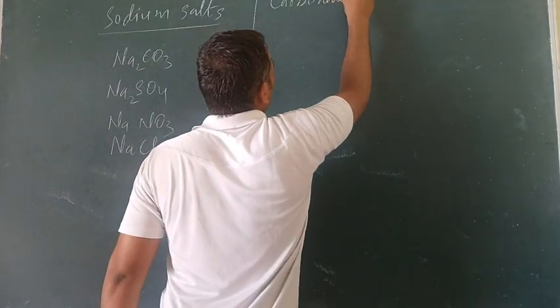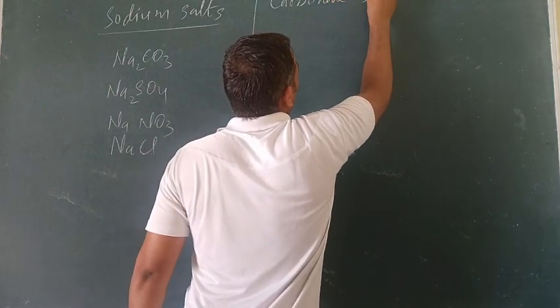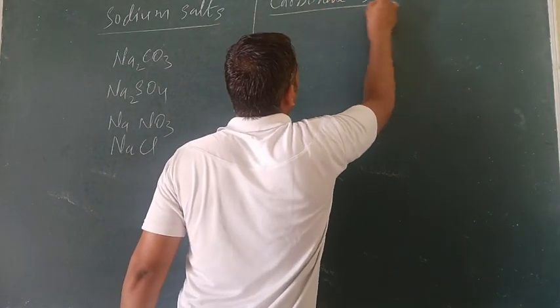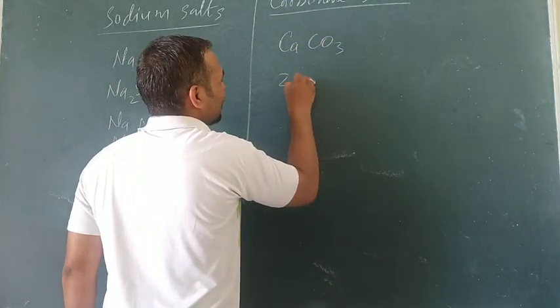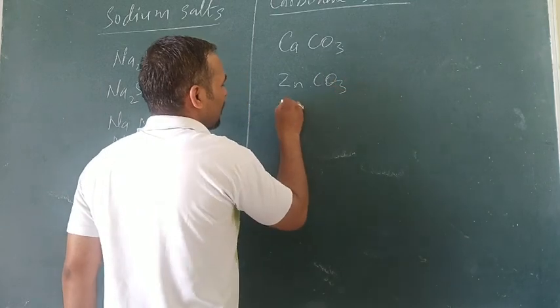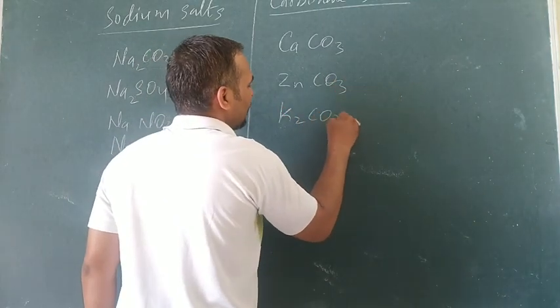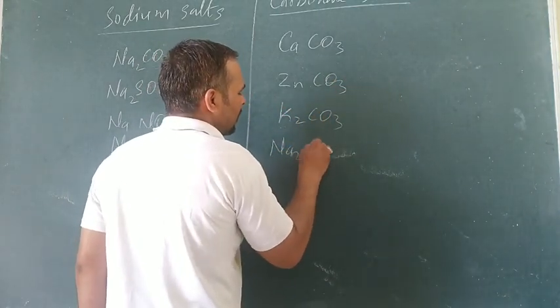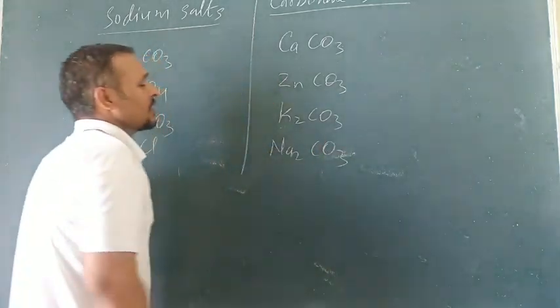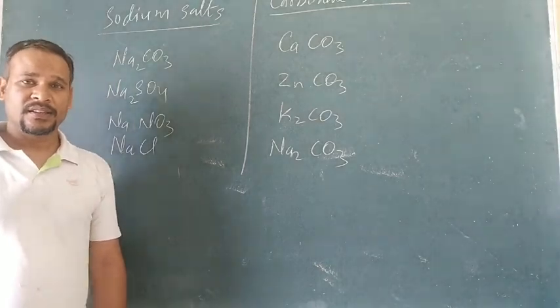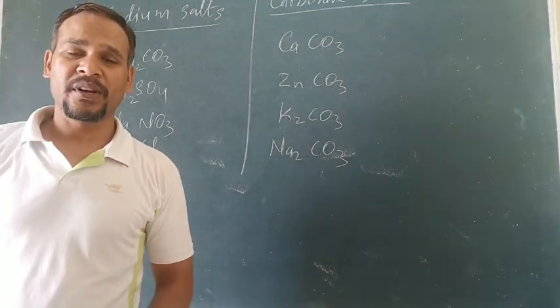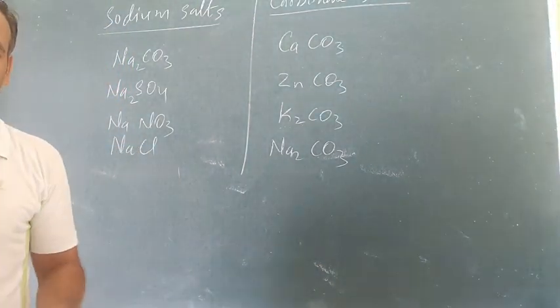On the other hand, we can see what are the common examples of carbonate salt. Sometimes the question comes from here also. See the calcium carbonate, zinc carbonate, potassium carbonate and sodium carbonate. So these are the common examples of the salt. Please note down the examples and learn. Keep it in mind. Thank you so much.